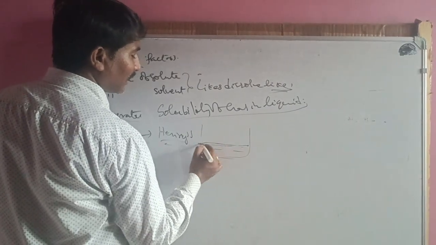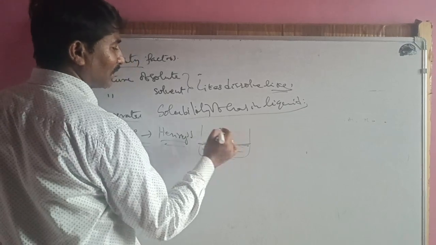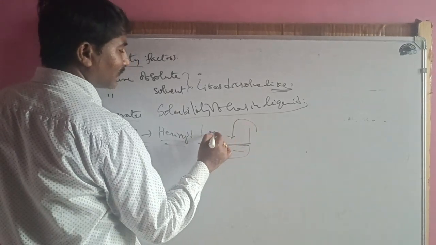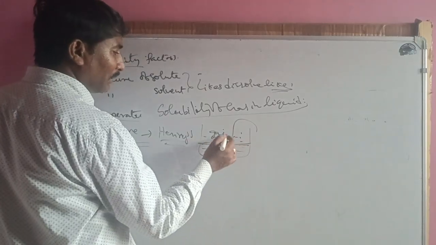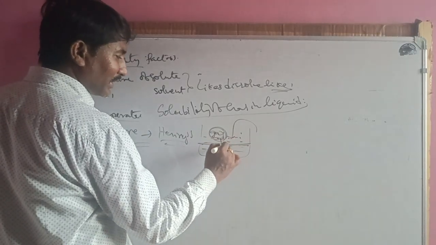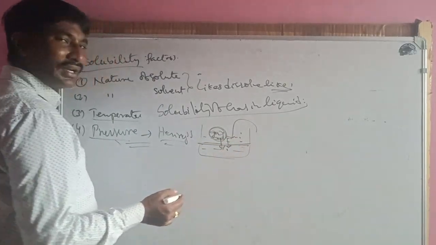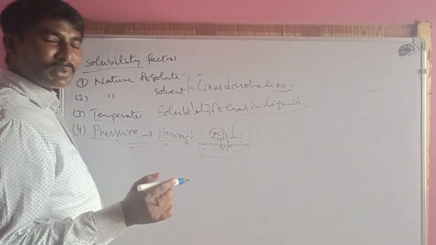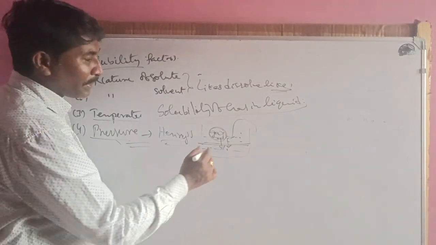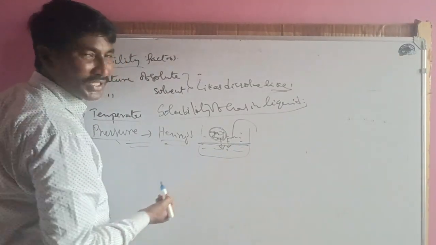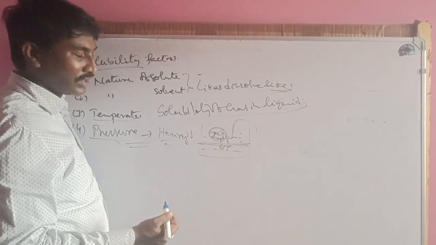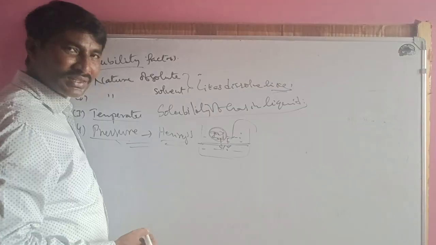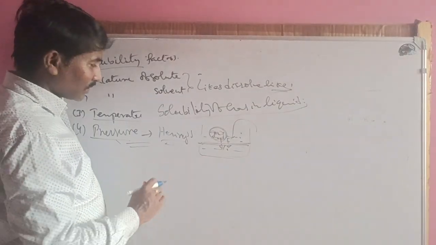So this is the liquid surface, and above it there are gaseous particles. The solubility of gas in liquid is directly proportional to the partial pressure of the gas present above the surface of the liquid or solution. That is called Henry's law.